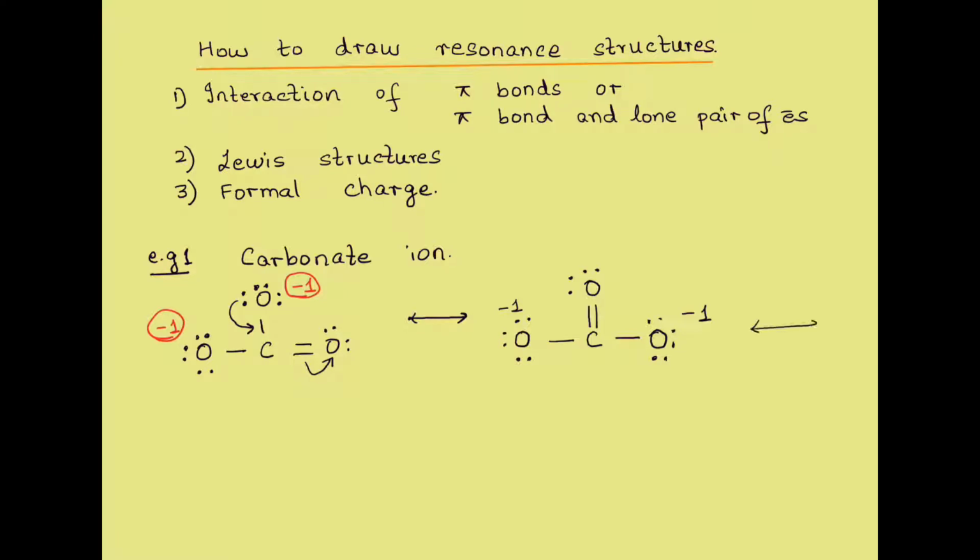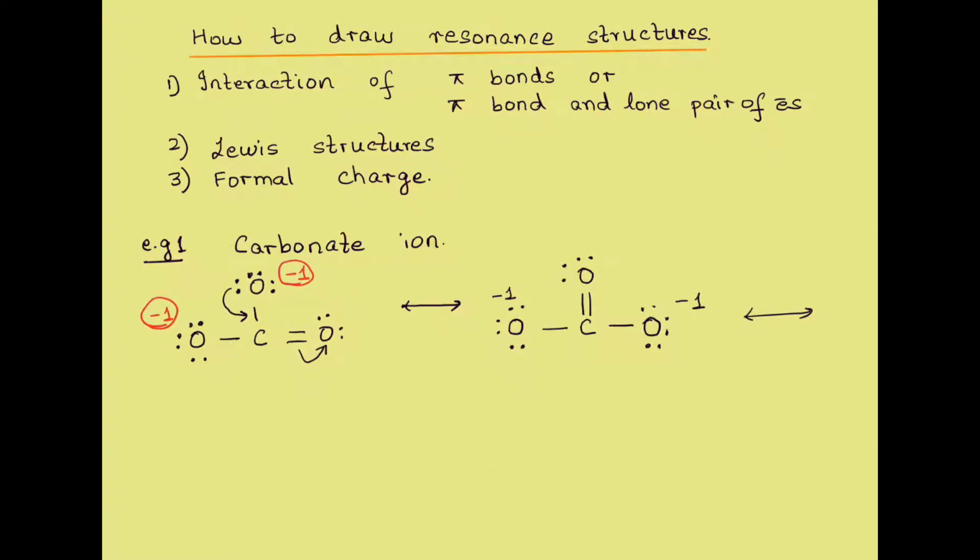Let's see one more possibility. Now the third oxygen says, oh, I can also do this. Why should I remain a mute spectator only? So there's a third possibility where it is the third oxygen which forms the double bond with carbon and the other 2 oxygen are having their complete set of lone pairs, right? So there's a -1 and there's a -1. Again, if you notice, overall charge -2, overall charge -2, overall charge -2.